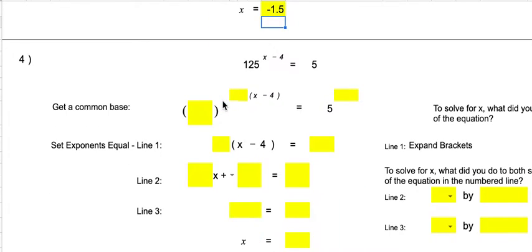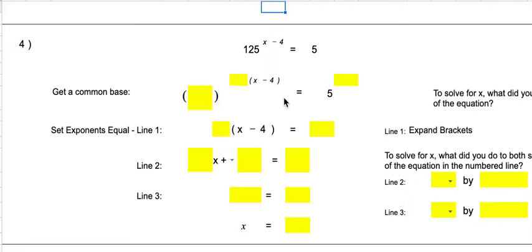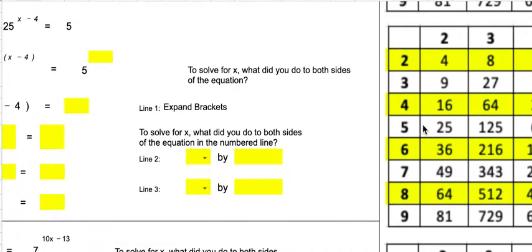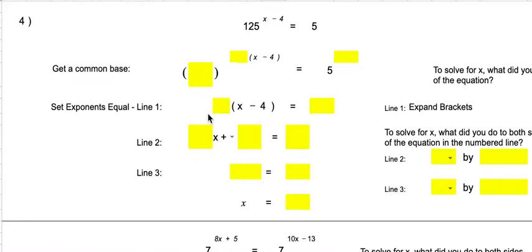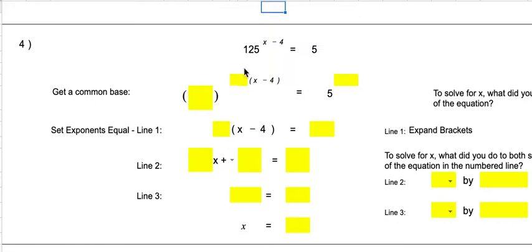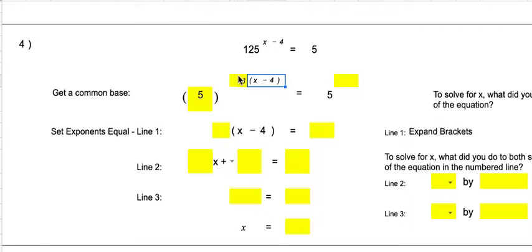Number 4. Okay, I need a common base again. 125 here, 5 here. So I need to go and find the row with 5 and 125. There's 5. 5 squared is 25. 5 cubed is 125. Okay, so it's cubed. So for this one, it looks like I need 5 cubed. So I start with a 5 here, and this is going to have to be 3. 5 cubed is 125, but I still have the x minus 4.